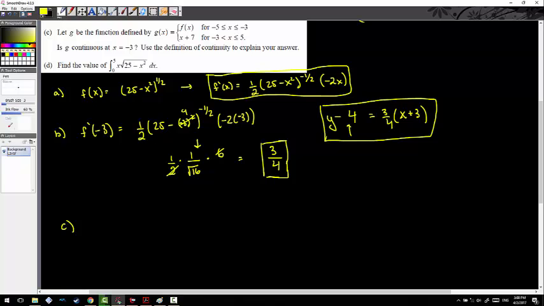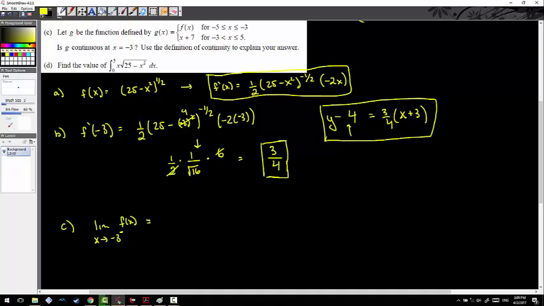Okay? Well, g of x is equal to, whoa, this is actually kind of weird, f of x if we're in between negative 5 and negative 3? Well, that means that I need to take the limit as x goes to negative 3 from the left side, and that's going to call upon f of x.